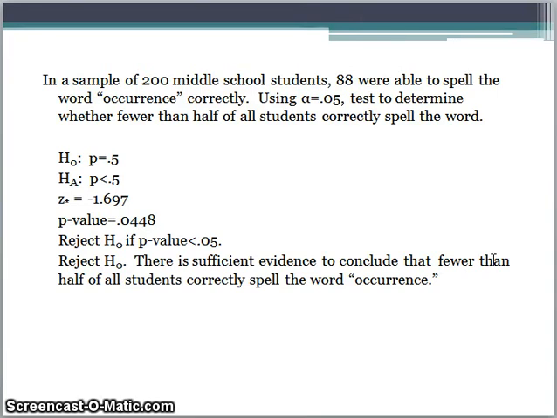All right, so again, these problems are very easy as long as you know the basics of hypothesis testing and you can do StatCrunch. All right. And as always, let me know if you have any questions.